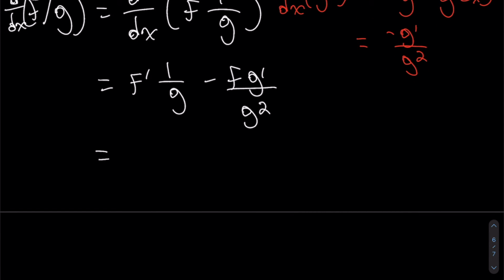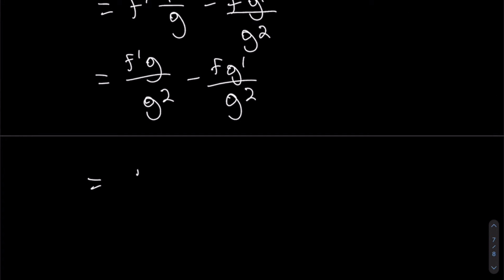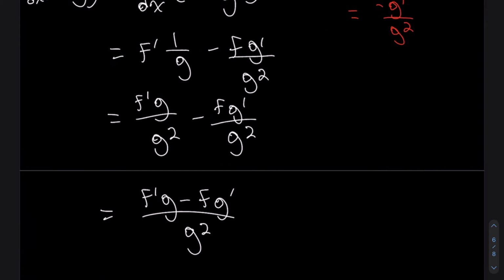And now if I just multiply the top and bottom of this term by g, I'll get f prime g over g squared minus fg prime over g squared. And now I can just bring these fractions together and I get the quotient rule. So for the quotient rule, I wanted to prove the power rule, just so we could use it. Now on to the trig functions. So let's do sine.